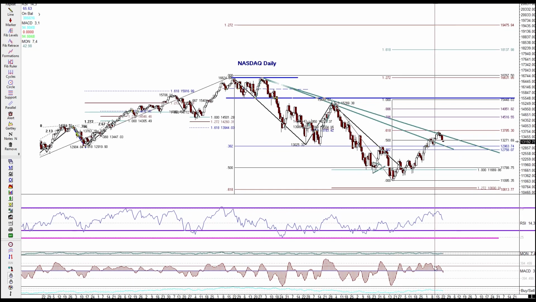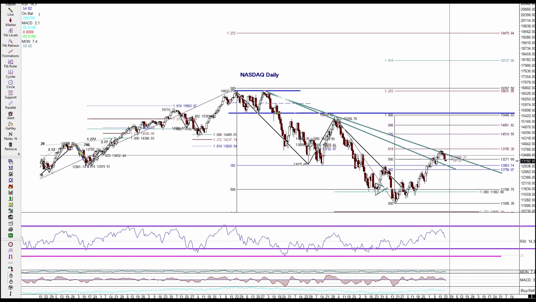The MACD is showing a divergence here on the NASDAQ. So again, I think coming back down into these previous highs is a potential support area, and I'd look for a little bounce back up. But I think we'll probably see overall maybe a little bit larger retracement.